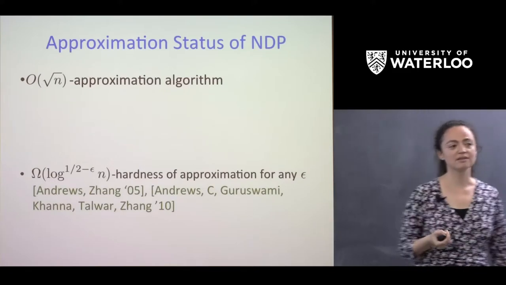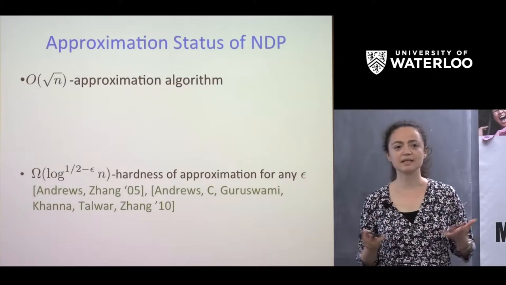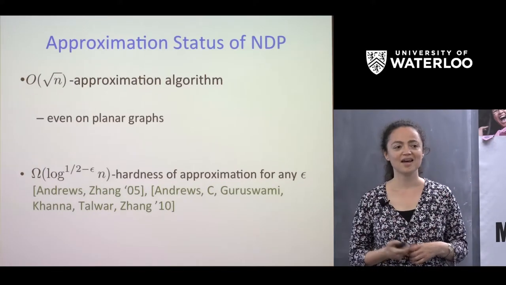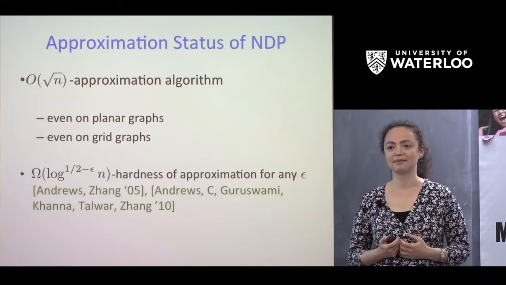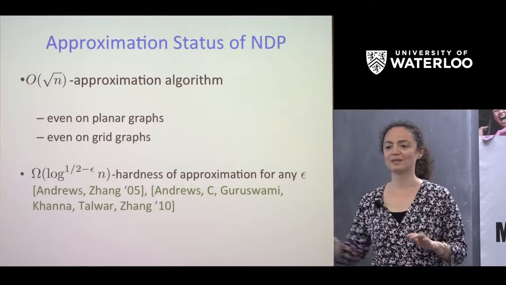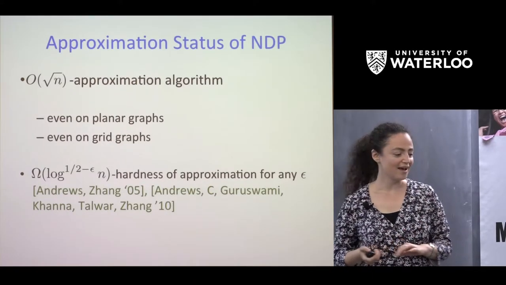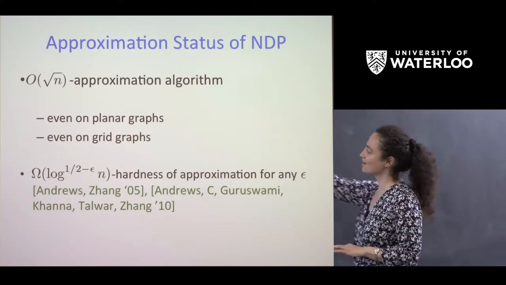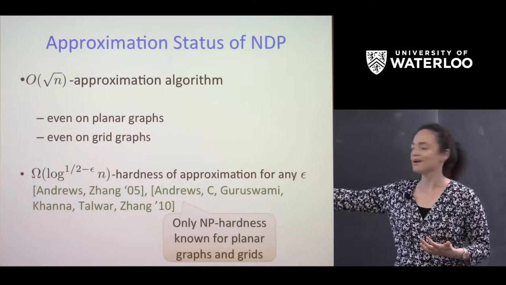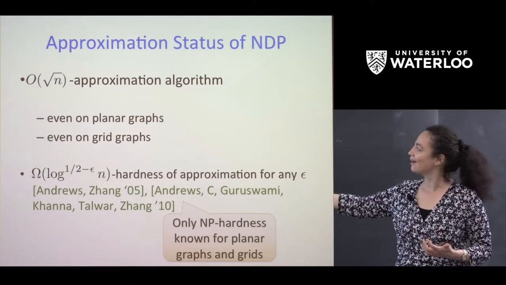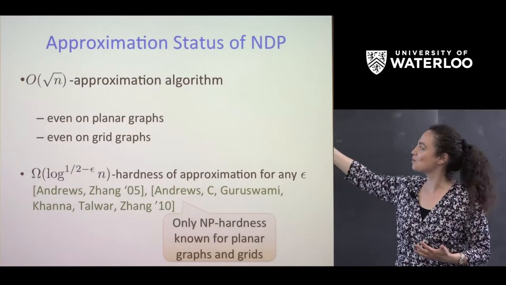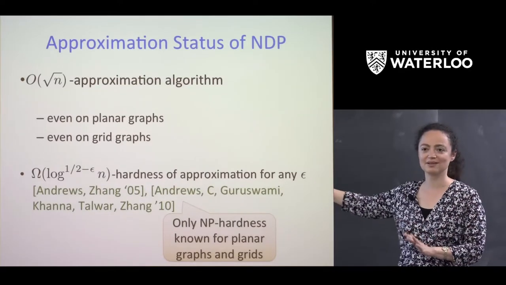Okay, so you know what? Sounds like we should be looking at some special cases of this problem. Let's check out planar graphs. And you know what? Let's check out grid graphs. Even for grids, we could not beat that square root n approximation algorithm. At the same time, the hardness result is very complicated and very non-planar. So if you look at grids and planar graphs, you only get NP-hardness. And it's really ridiculous. I actually don't know of any other problem which we cannot understand on grids to such a ridiculous extent.